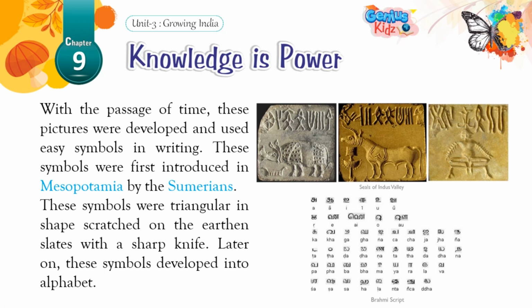With the passage of time, these pictures were developed and easy symbols were used in writing. These symbols were first introduced in Mesopotamia by the Sumerians. These symbols were triangular in shape, scratched on the earthen slates with a sharp knife. Later on, these symbols developed into alphabets.